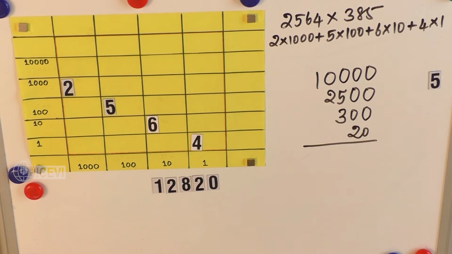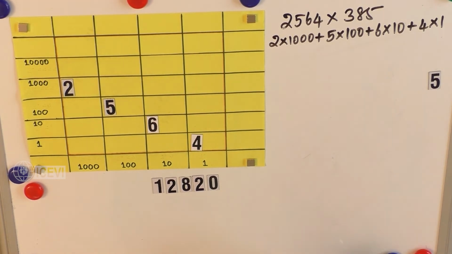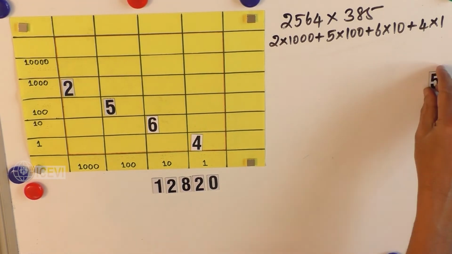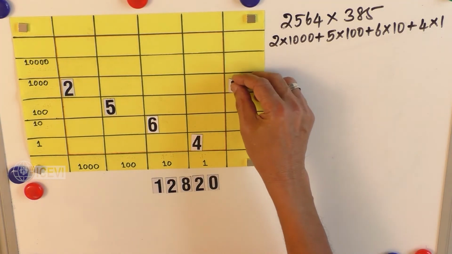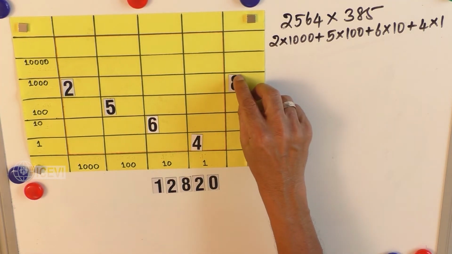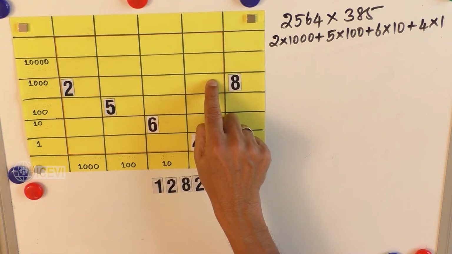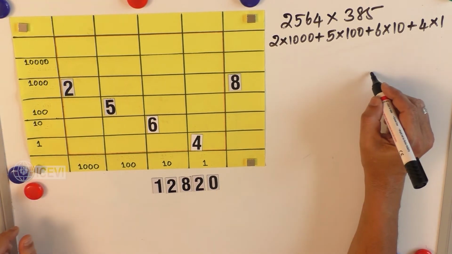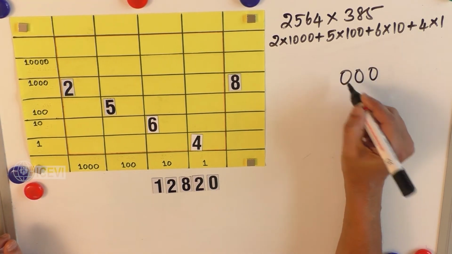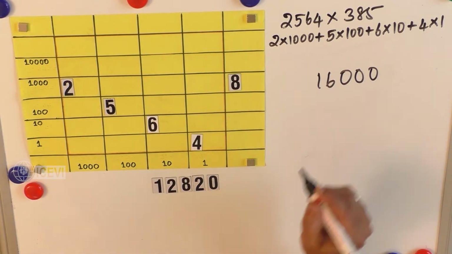12,820. Now let us go for the next digit. The next digit of the multiplicand is 8. Now let us put 8 in the reference column. Now 8 should be multiplied with the 2000. So there are 3 zeros to the right of the number 2. You have to start with 3 zeros. Then 8 and 2, that is 16.